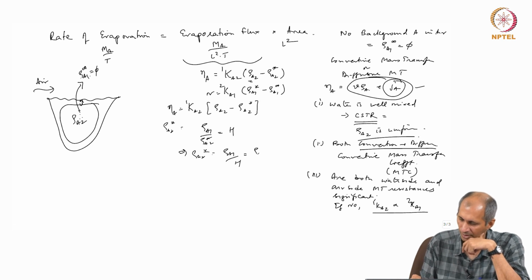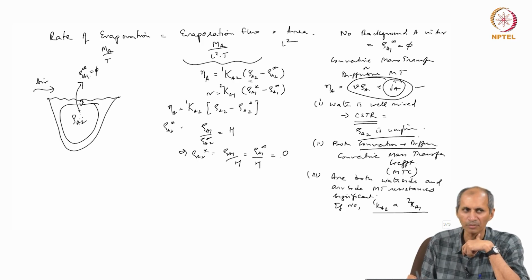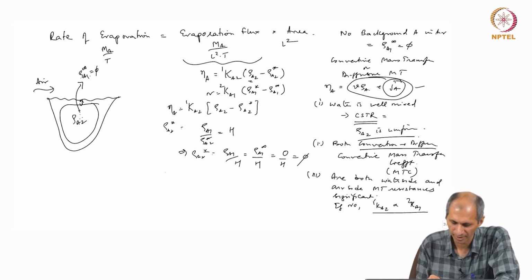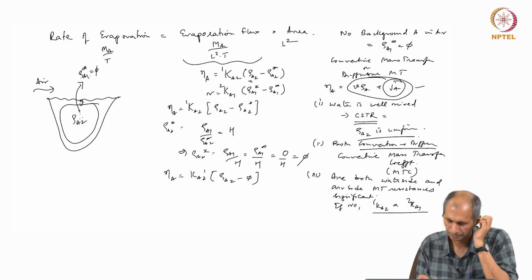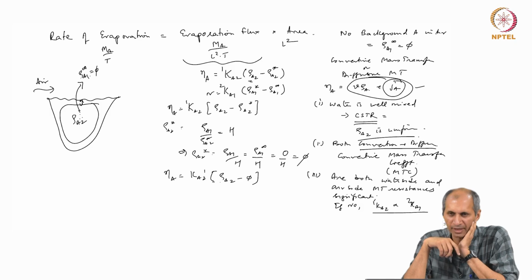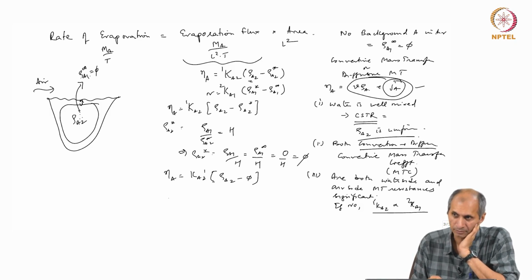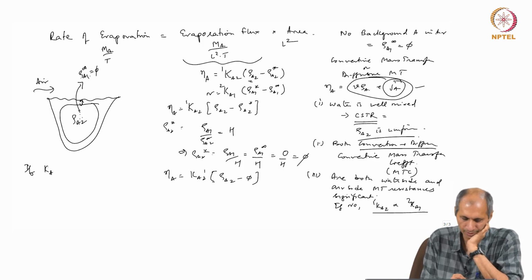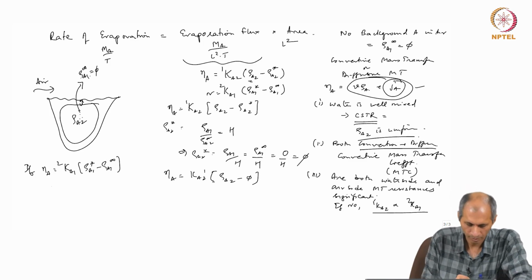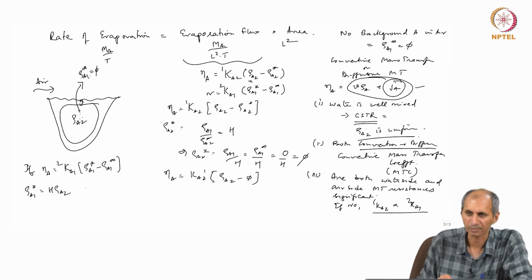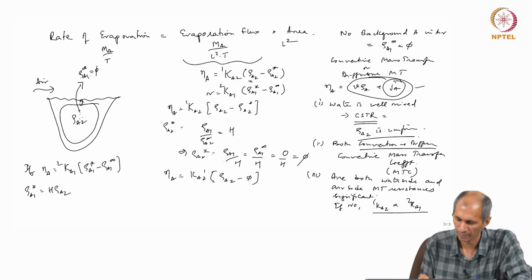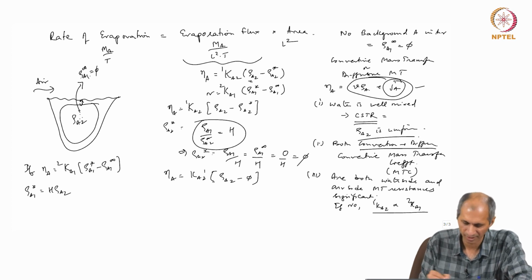In this case, this rho A1 is rho A1 infinity by Henry's constant. Rho A1 infinity is 0, 0 by h is 0. Therefore, this equation becomes Na2 equals Ka2 star into rho A2 minus 0. This is capital Ka2. Alternatively, you write the other term. If you take Na equals Ka12 into rho A1 star minus rho A1 infinity, rho A1 star equals h into rho A2 based on this. In this case, it is rho A1 star divided by rho A2 equals h.